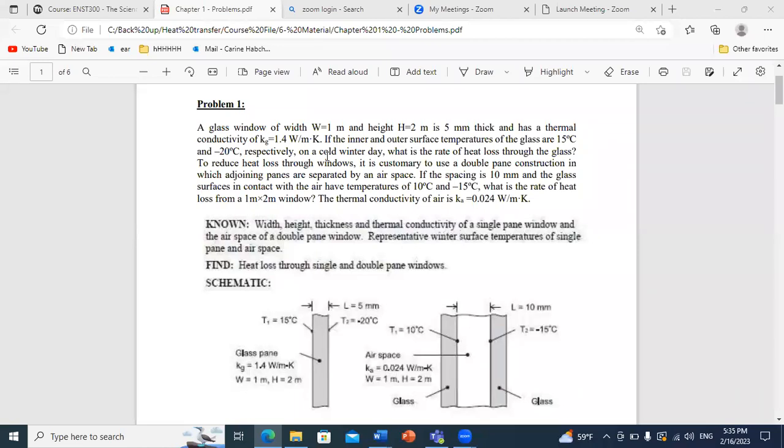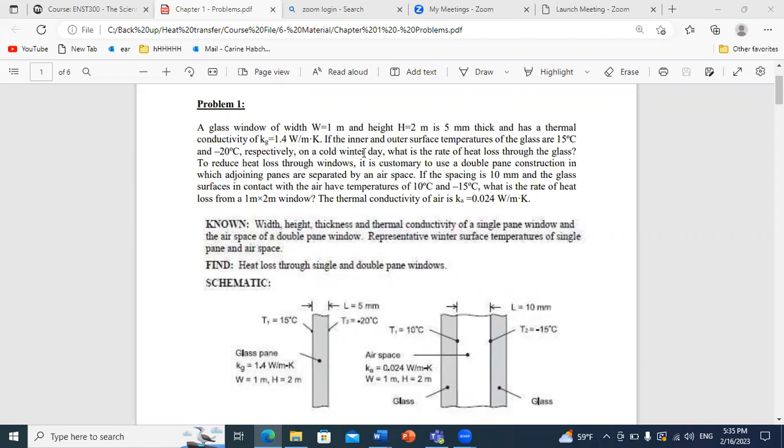To reduce heat loss through windows, it is convenient to use a double pane construction in which adjoining panes are separated by an air space. If the spacing is 10 millimeters and the glass surfaces in contact with the air have temperatures between 10 degrees and minus 15 degrees, what is the rate of heat loss from a 1 meter times 2 meter window? The thermal conductivity of air is Ka equals 0.024 watt per meter Kelvin.